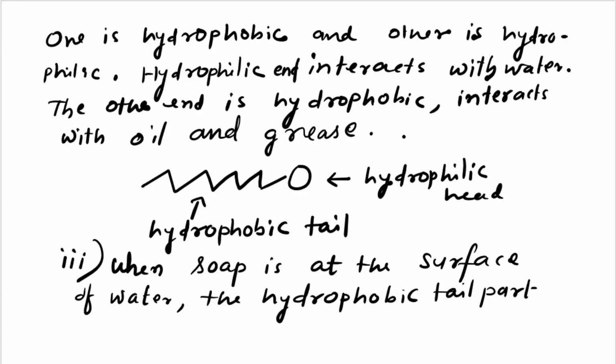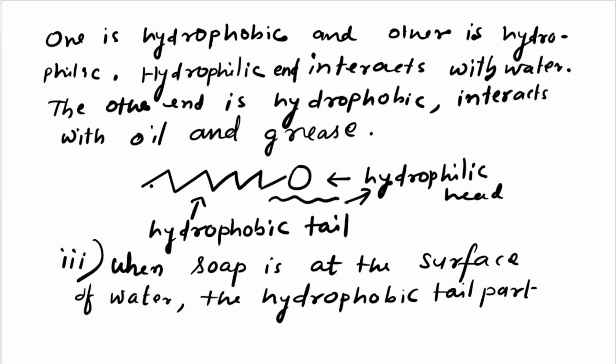In language terms, one is hydrophobic. Till now we were telling soluble, not soluble. Now it is hydrophobic. Hydrophobic means water repelling, and another is hydrophilic, water attracting. Which one is hydrophilic? In the diagram you see, this is the hydrophilic part, which interacts with water, and the hydrophobic part will never attract water, only attracts oil and grease.